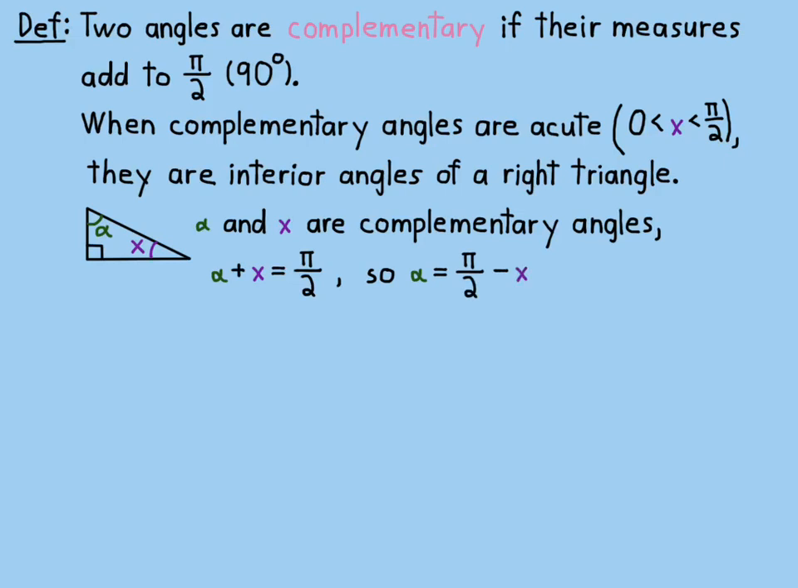So the complementary means alpha plus x, that's my 2 interior angles other than the right angle, alpha plus x equals pi over 2. So I just solved for alpha from that equation. So alpha equals pi over 2 minus x. So notice in the triangle, the opposite of angle alpha is the same as the adjacent of angle x, right? And the opposite of angle x is the same as the adjacent of angle alpha, right?